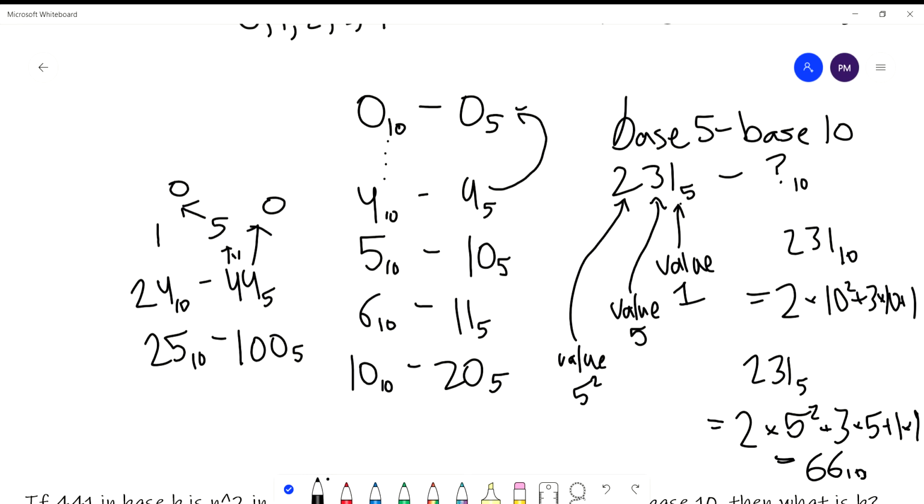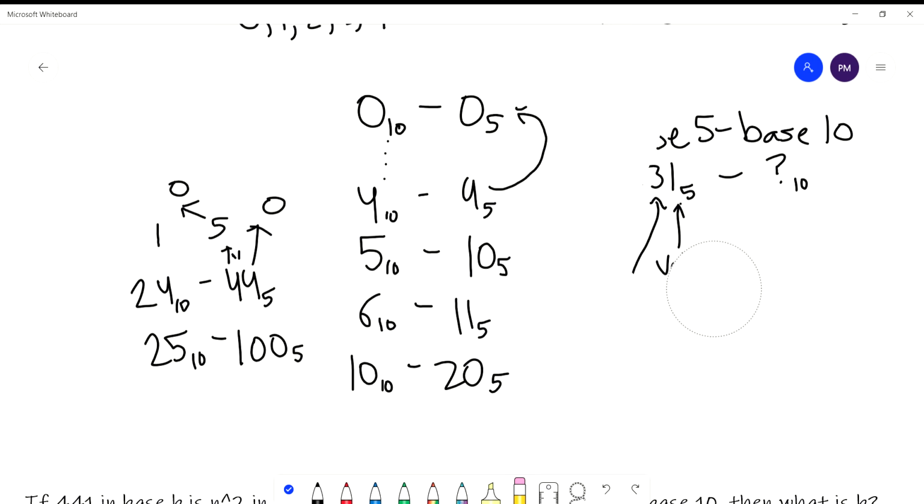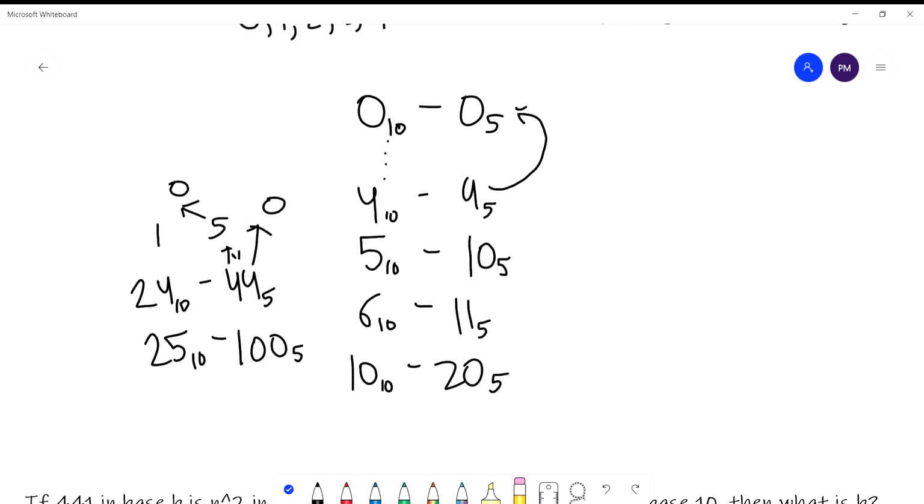So say now we have, I'm just going to erase this because I need some more space. So now what if we have our base 10 number, let's say it's 66, and we want to convert it to base 5.